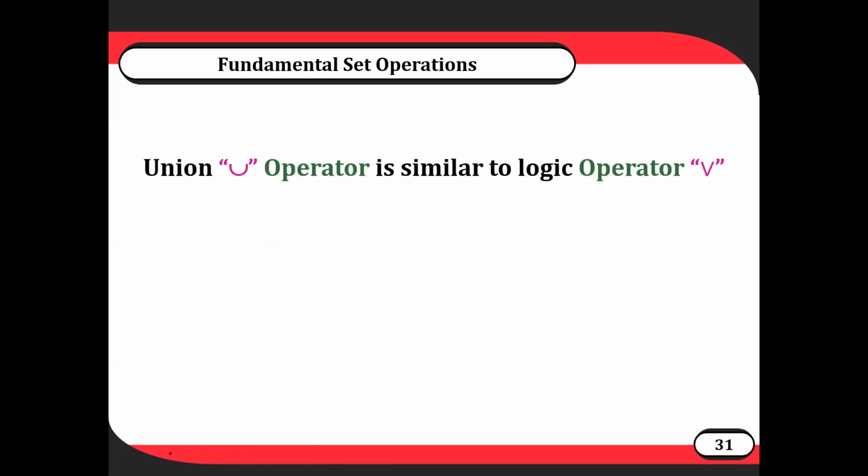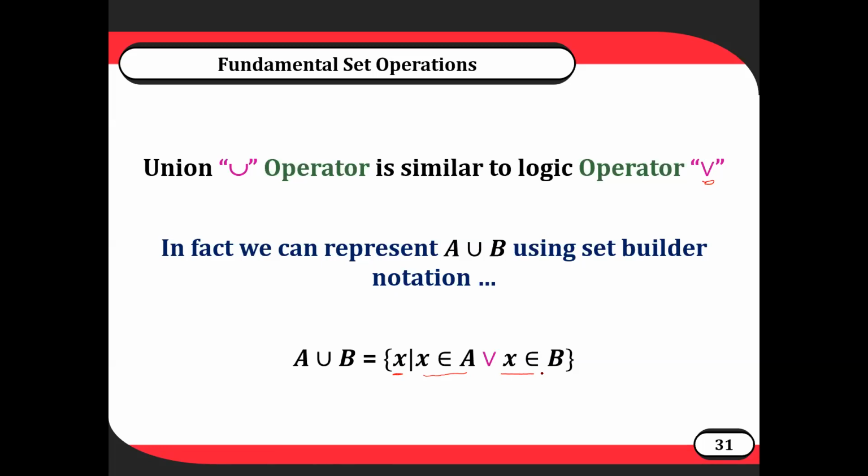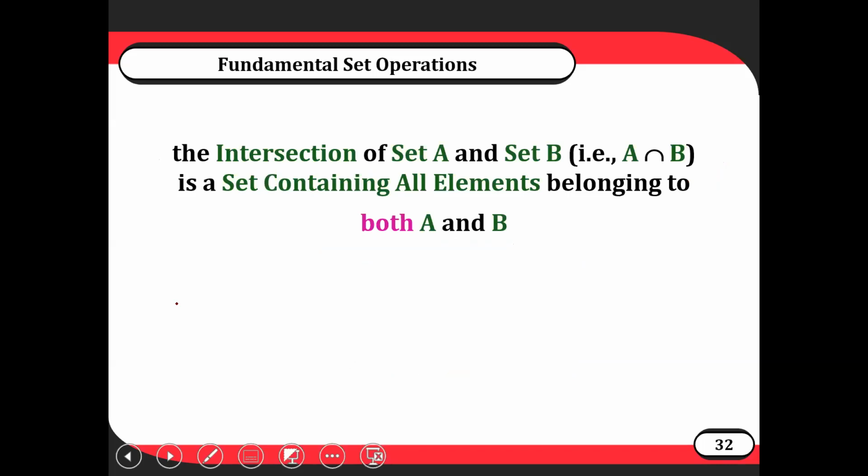Okay, so the union operator is similar to the logical OR operator. In fact, we can represent the set A union B using set builder notation, using the OR as a predicate. So A union B takes all the elements X such that X is a member of A or X is a member of B. So we can express that set using the set builder notation. It has similarities to this logical operator. Good.